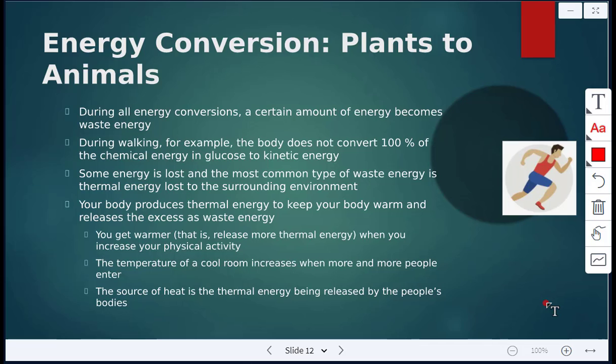So your body produces thermal energy to keep your body warm, and it releases the excess as waste energy. So for example, you get warmer when you increase your physical activity, which means you're releasing more thermal energy. Another example, the temperature of a cool room increases when more and more people enter. And again, that's because of all the thermal energy being released by the people's bodies.